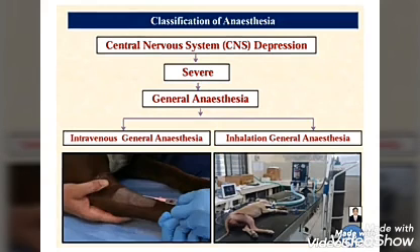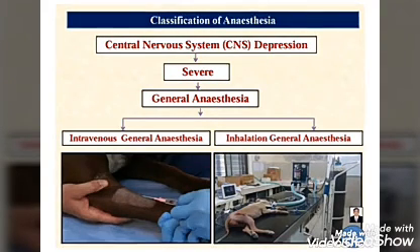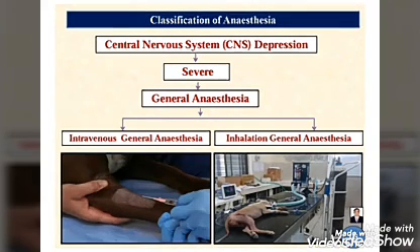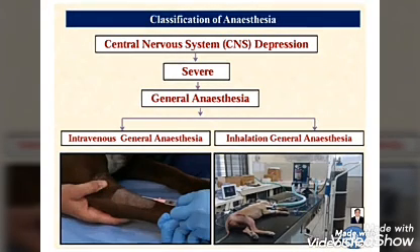Next is severe depression of the central nervous system activity of the brain with unconsciousness, analgesia and muscle relaxation, in the form of general anesthesia. So these are all the characteristics of general anesthesia. General anesthesia can be achieved either by intravenous anesthesia or inhalation anesthesia.